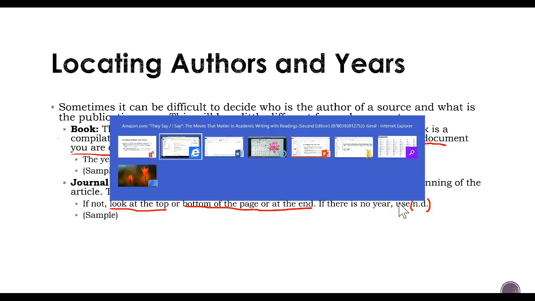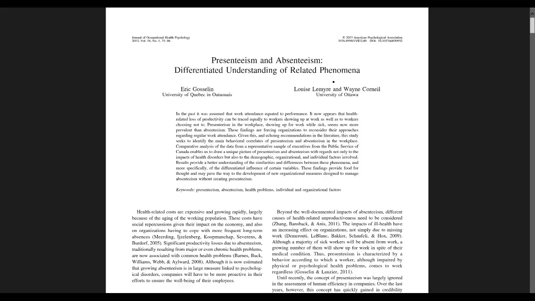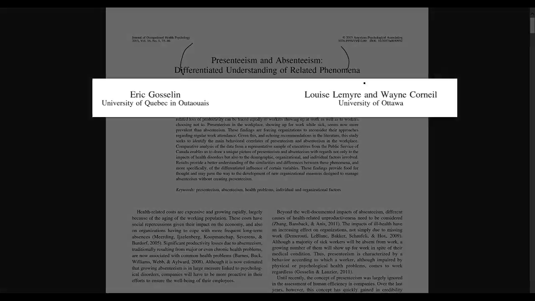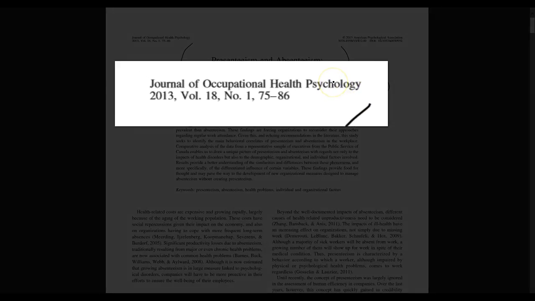So let's take a look at a sample of that. So here's an example of a research study. So you might see some like this if you get them from the online library. A research study always has the title in the center. This is Presenteeism and Absenteeism, Differentiated Understanding of Related Phenomenon. The authors are here, so it's Eric Goslin and Louise Lemire and Wayne Corneille. So there's 3 authors for this. And the year is up here.